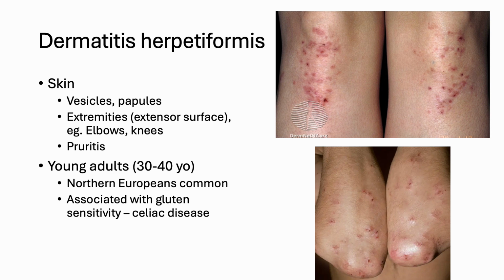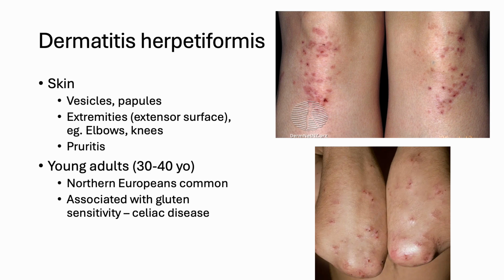On the skin, it will present as multiple vesicles as well as papules. The common locations are the extremities, particularly the extensor surface. Do you still remember I mentioned the flexural surfaces? What was the disorder? I hope you said that is bullous pemphigoid. And the knees as well as elbows are the commonly affected sites, as shown in the pictures.